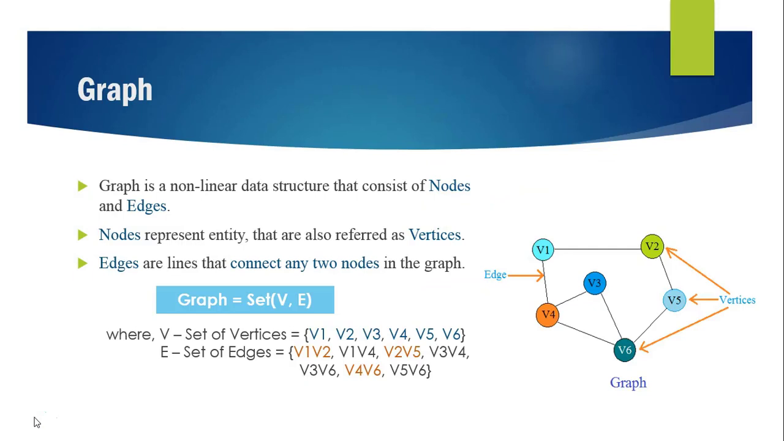A graph is a non-linear data structure that consists of a finite set of nodes and edges. It can be represented as G equals (V, E), where V represents the set of vertices and E represents the set of edges. If we refer to this image here, V1, V2, V5, V6, V3, V4 are the vertices, and the connection between them is referred to as an edge.